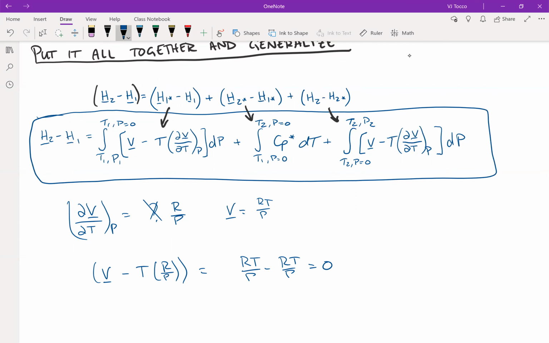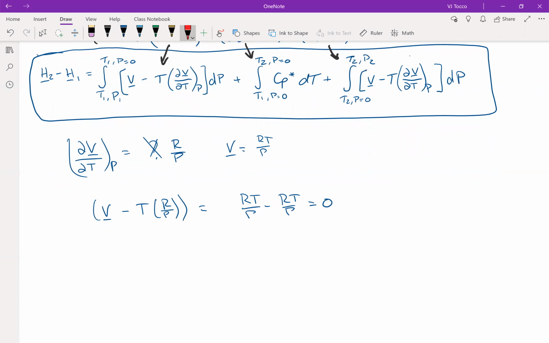The issue is what if we have a more complicated or cubic equation of state? So let's take, for example, the van der Waals equation of state. We haven't talked much about our review of equations of state, but the van der Waals equation of state says that P is equal to RT over V minus B, where B is a parameter, minus A, also another parameter, over V squared. Now, in order to evaluate the partial of V with respect to T, we would need to solve this expression for V.